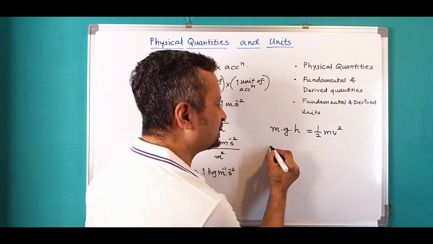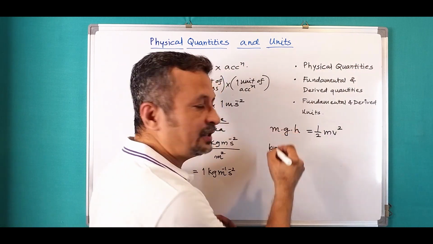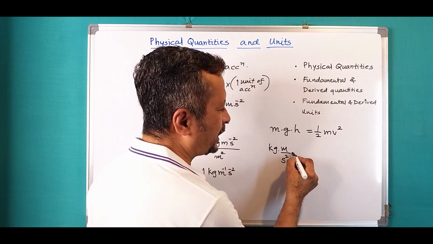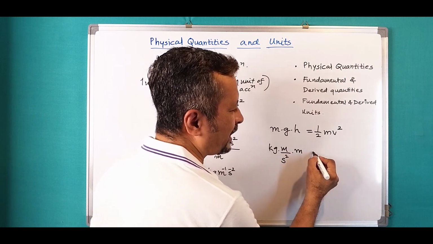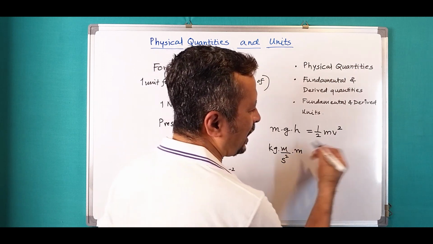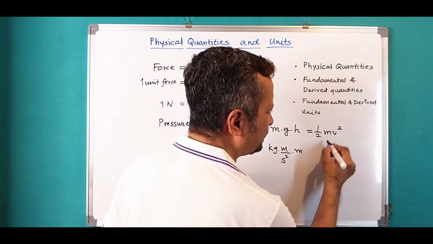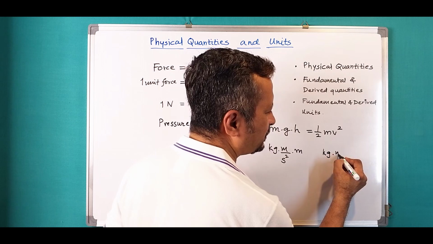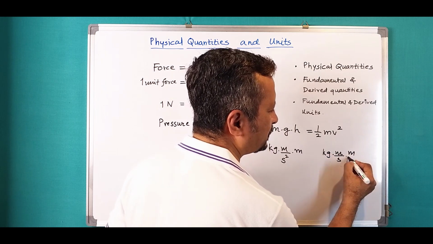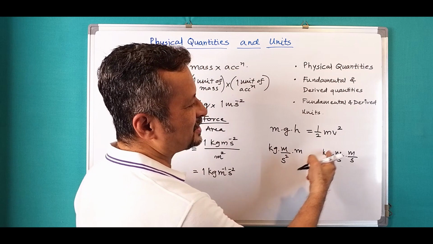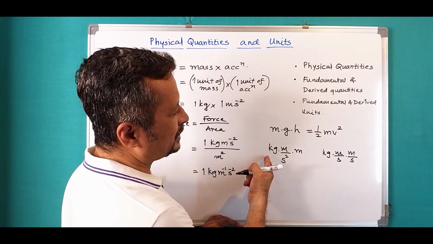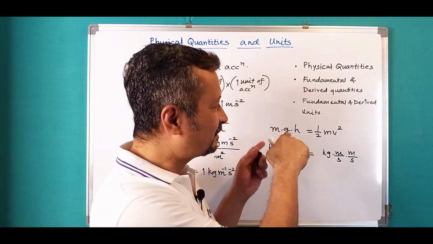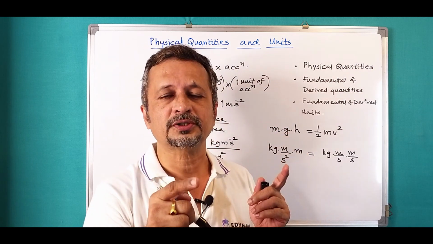Now what about the unit of mass? Kg. The unit of g is meter per second square, and the unit of height is again meter. On the right hand side, let me see what it is. Half I am ignoring, but mv square, so mass is kg and v square is meter per second squared, correct? So now kg meter square per second square, and on the left hand side it is kg meter square per second square. So that means the equation is homogeneous, correct?